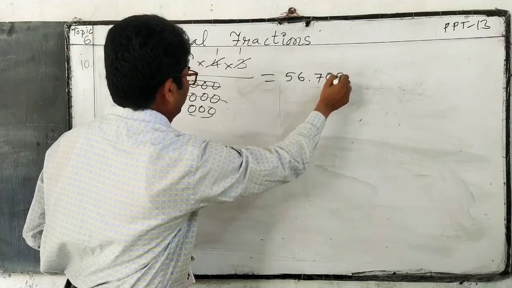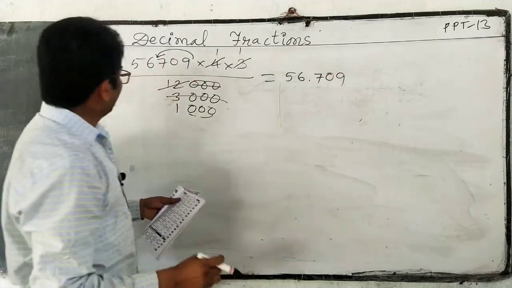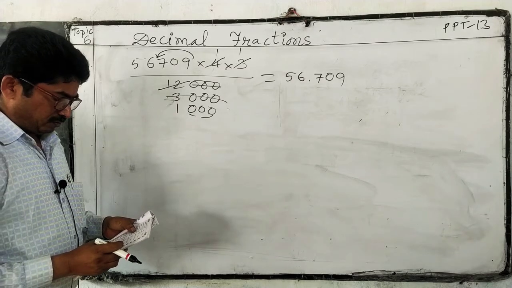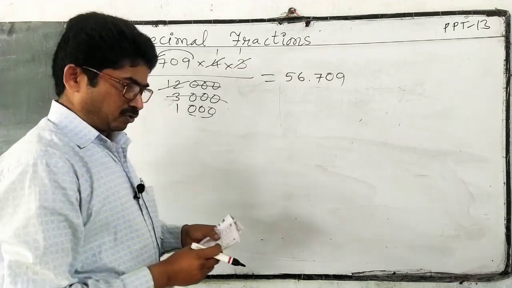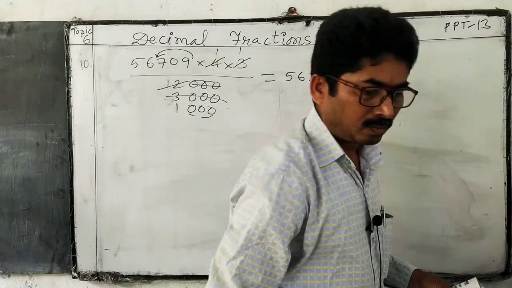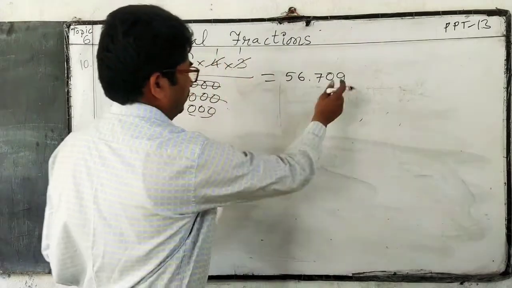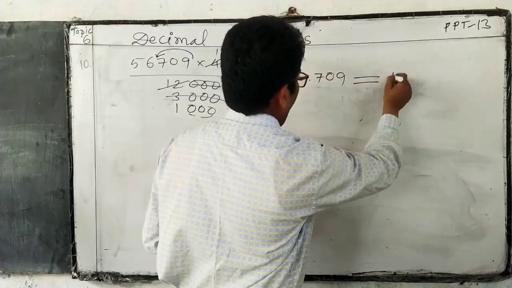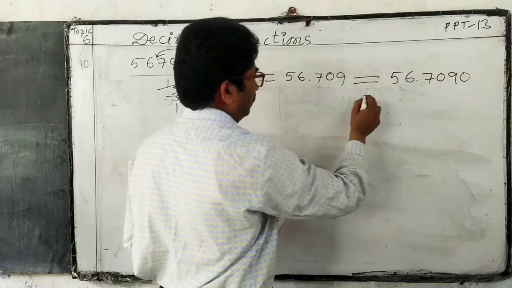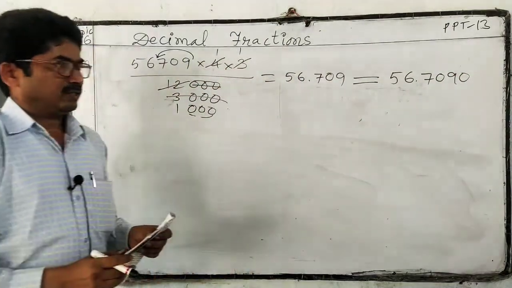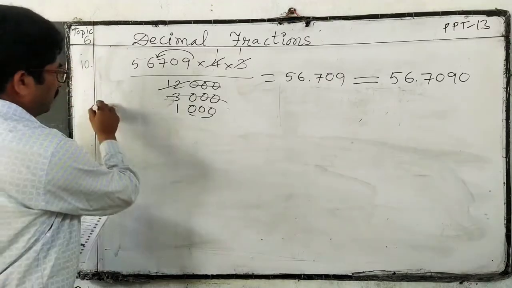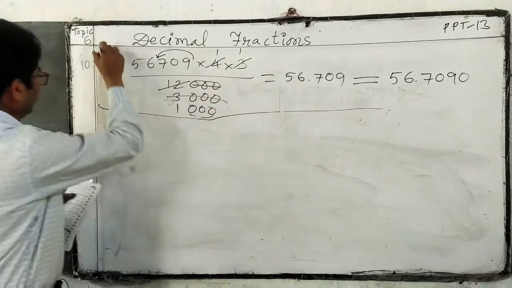So the answer is 56.709. This is not there as written, but it is equal to 56.7090. So this is the option.